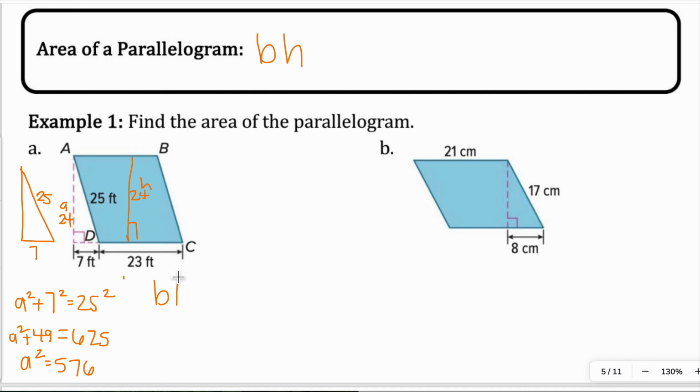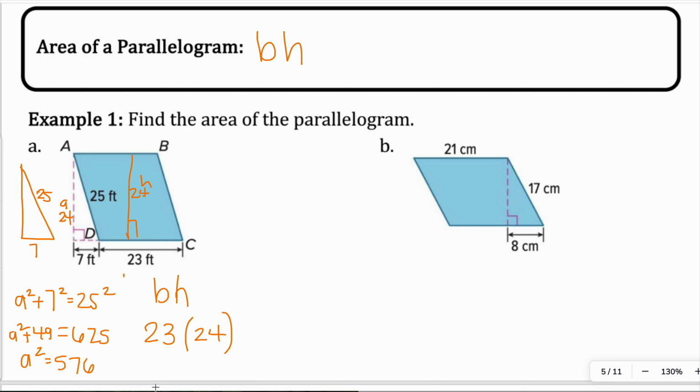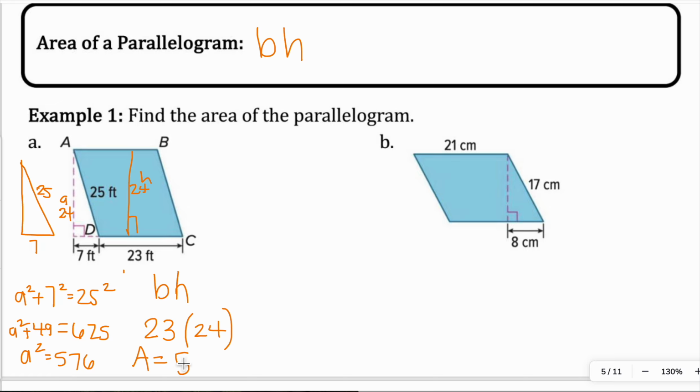So to do area, I'll take base times height, and I'm going to use my base of 23, my new height of 24, and I'm going to get my area as 552 square feet.